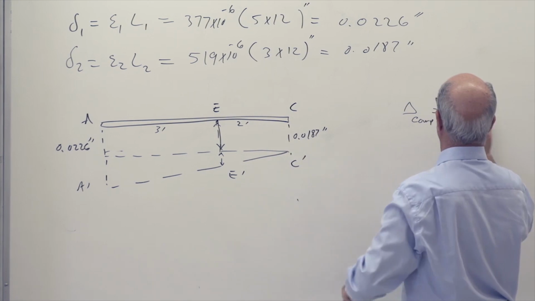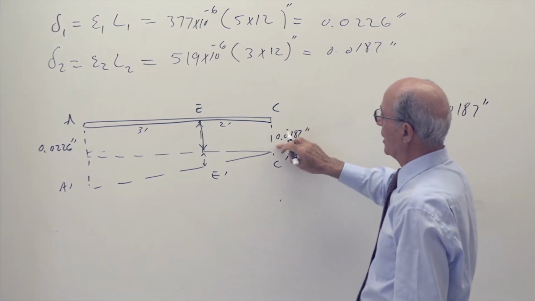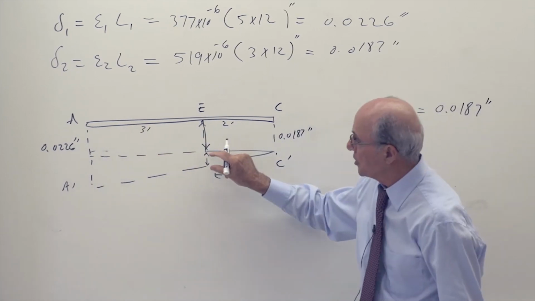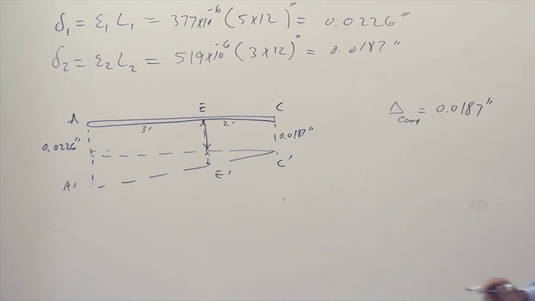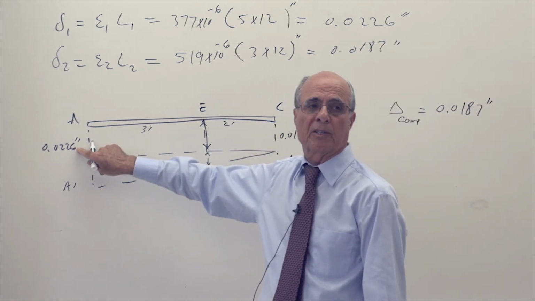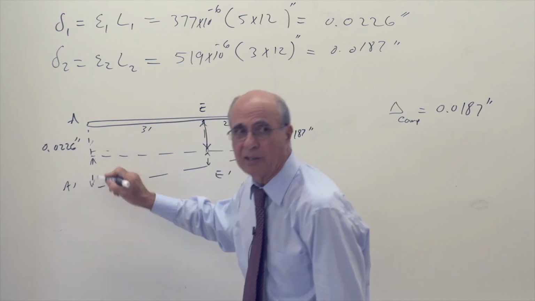This is equal to that, 0.0187 inches, because this goes down equal all the way, plus this little piece. What does that little piece amount to? I need the difference between these two. Is that correct or not? The difference between that one and that one is this length. Is that correct or not?